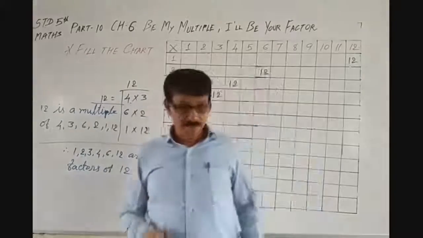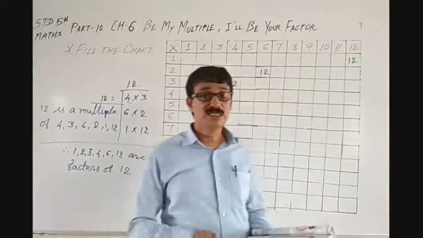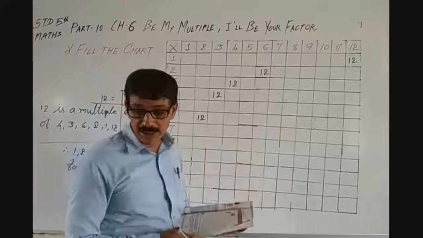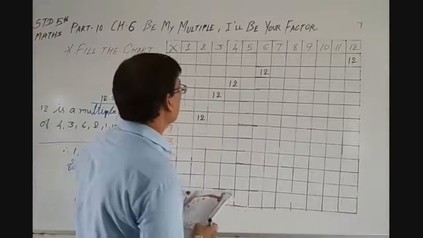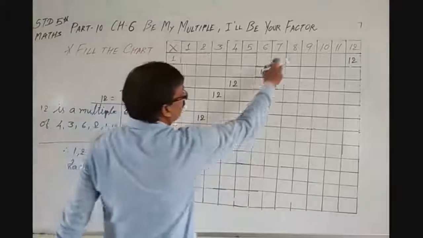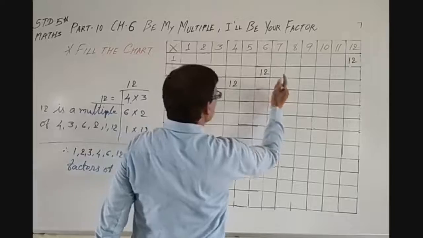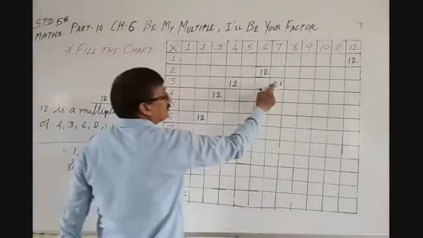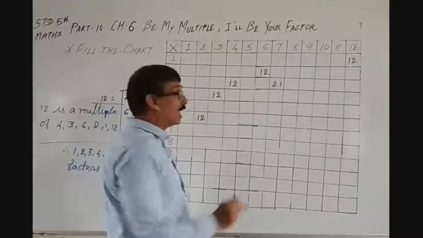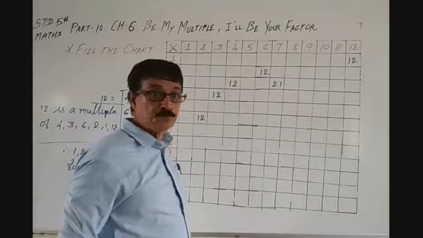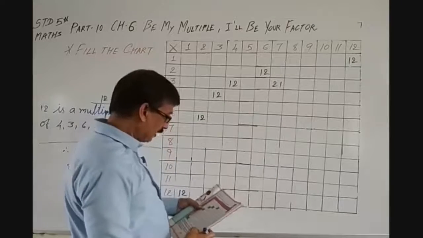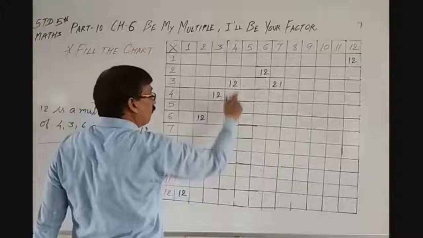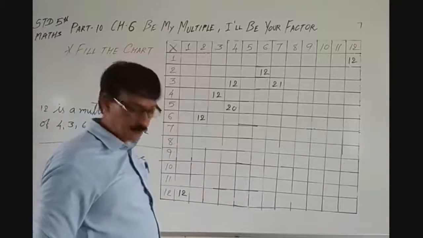Okay, now same way, look into this table. See, here 21 is there. Then how did they get this 21? See, now you can see 21 is somewhere over here. 7 3s are 21. So I should put 21 over here. Okay. Then one more number, 20 is there. How is it so? See, 4 5s are 20, isn't it?